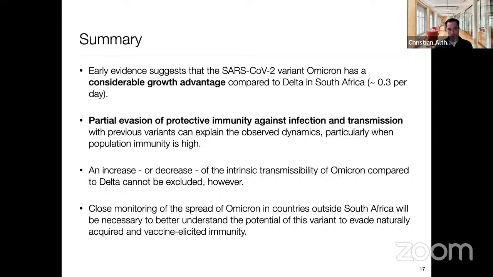And for the future, we need close monitoring of the spread of Omicron in countries outside South Africa as well, to better understand the potential of this variant to evade the naturally acquired immunity and vaccine-elicited immunity.